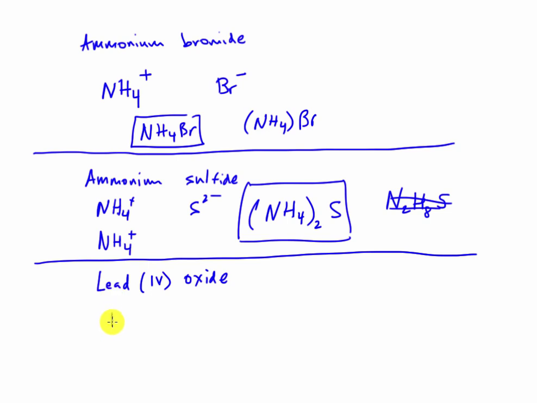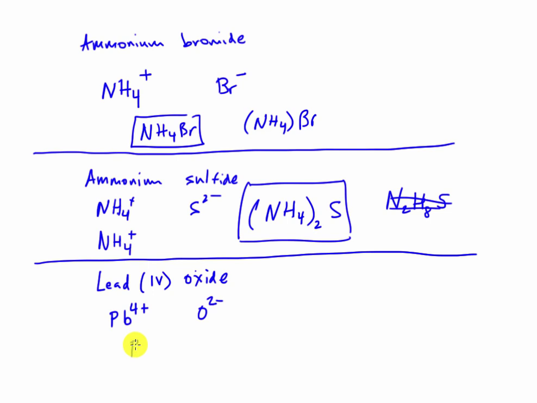All right, so lead is Pb4+. Oxygen is 2-. Oh, this isn't even a polyatomic ion. Oh well, that's okay. If you want me to throw in a polyatomic ion, I'll do one more if you want. All right, so lead 4+, oxygen 2-. So we're going to balance these two together.